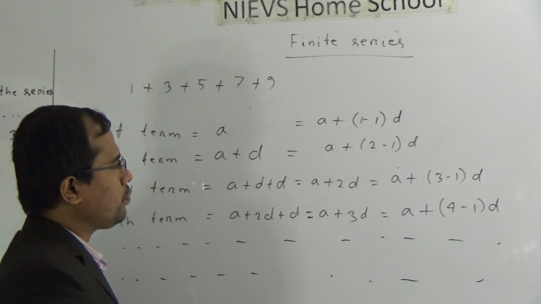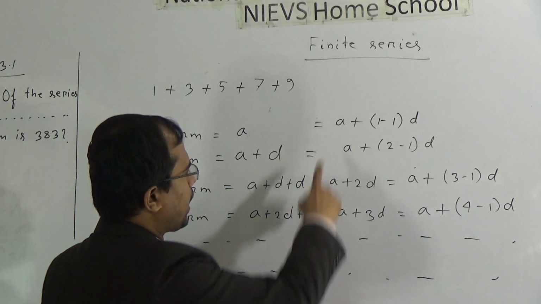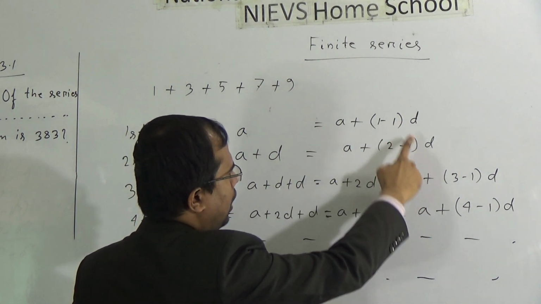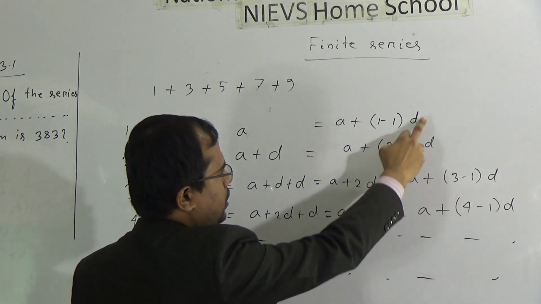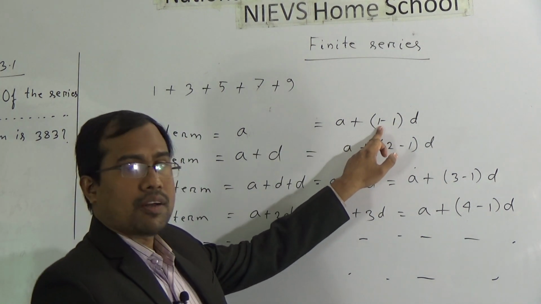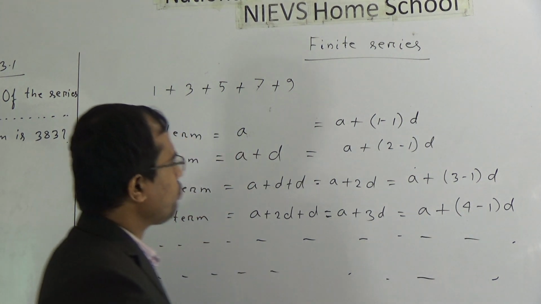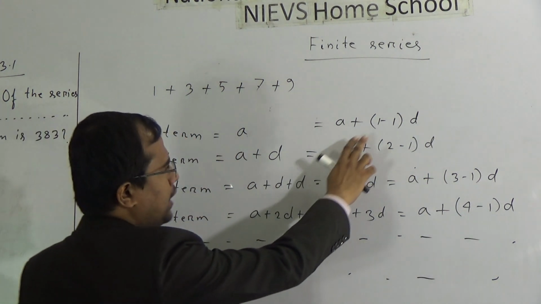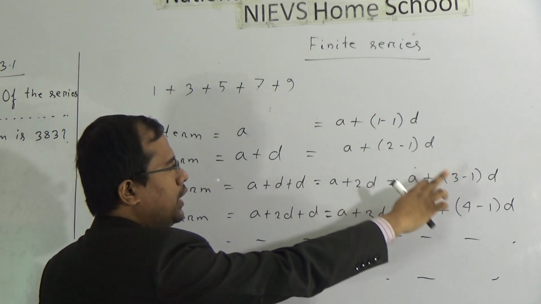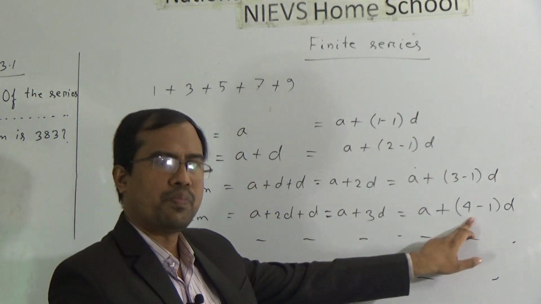Dear students, in every expression, we are watching that a is the same, and 1, 1, 1, 1 is the same, d is the same. Just this term is changing: here 1, here 2, 3, 4. That means in case of the first term, we have given here 1. In case of the second term, we have given here 2. In case of the third term, here 3. And in case of the fourth term, here 4.